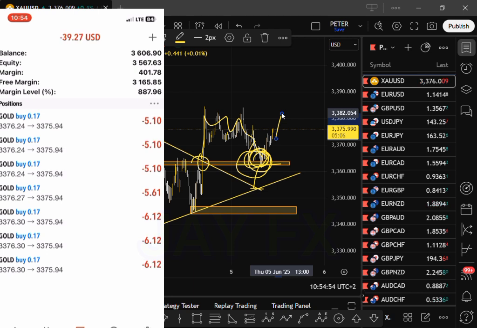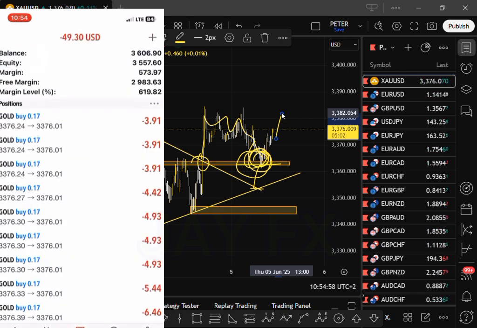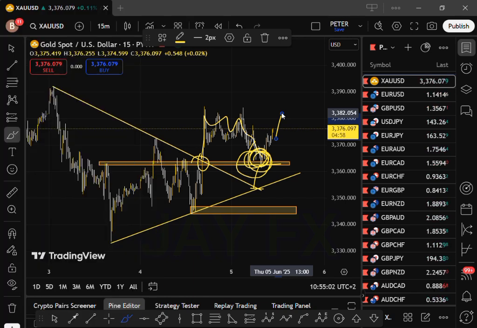I will add three more because I need 10 positions, because I'm sure of what I'm doing now. That's why I did this. 0.17 is a bigger lot size. Also, I opened more positions because I'm sure of what I am doing now.